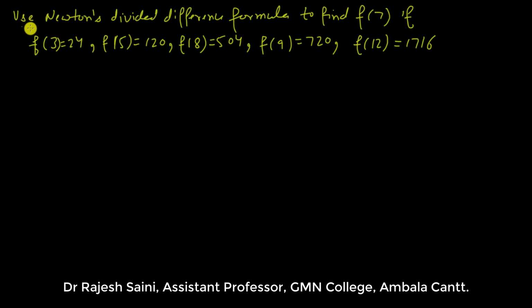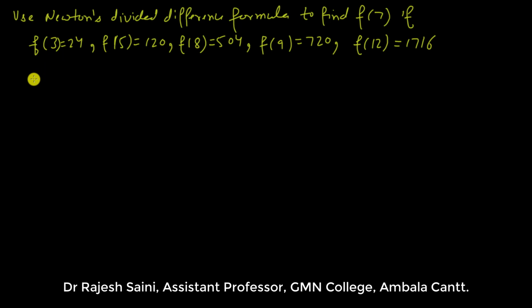In this video lecture, we are required to find F7 when this data is given, and we have to determine this by using Newton divided difference formula. If it had not been mentioned here to use Newton divided difference formula, how could we infer that we have to use it? Look over here.